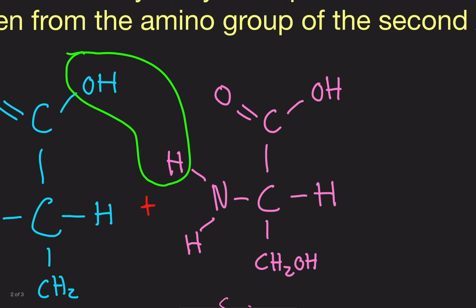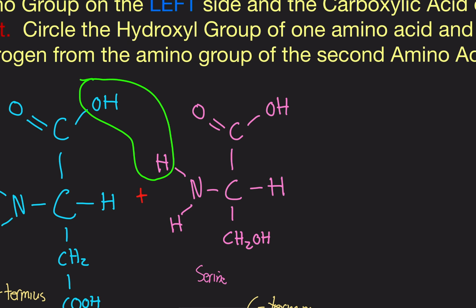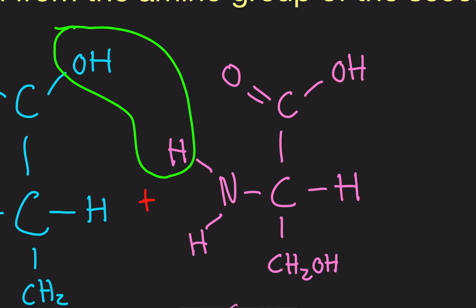And basically you're going to bubble them in together. So they're going to be in one circle together, like that. So the hydroxyl and the hydrogen are going to be circled. The hydroxyl from the carboxylic acid and the hydrogen from the amino group.